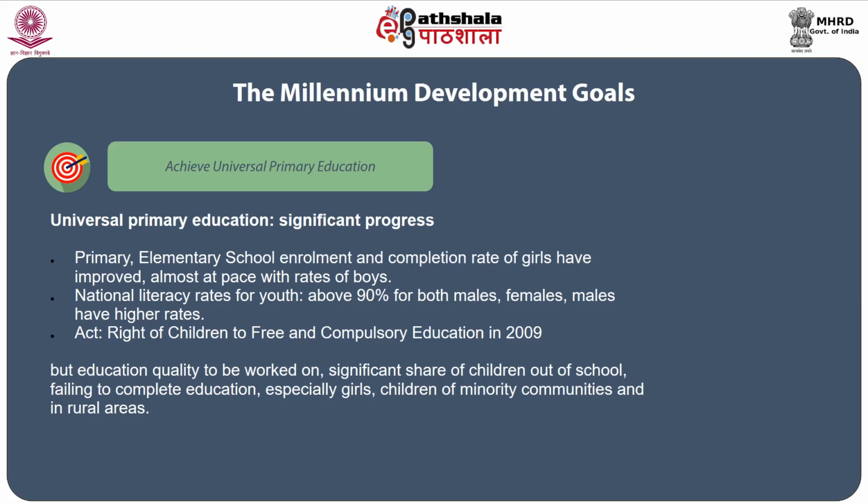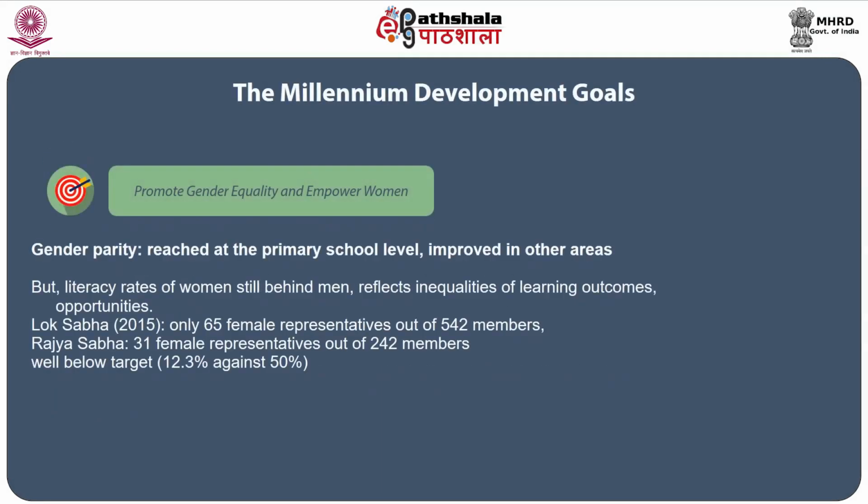There is an act, the Right of Children to Free and Compulsory Education, in 2009, but education quality is an area to be worked on still, as well as the significant share of children out of school, failing to complete education, especially girls, children of minority communities and in rural areas. In the area of Goal 3, gender parity was reached at the primary school level and improved in other areas. But literacy rates of women are still behind men, which also reflects inequalities with regard to learning outcomes and opportunities.